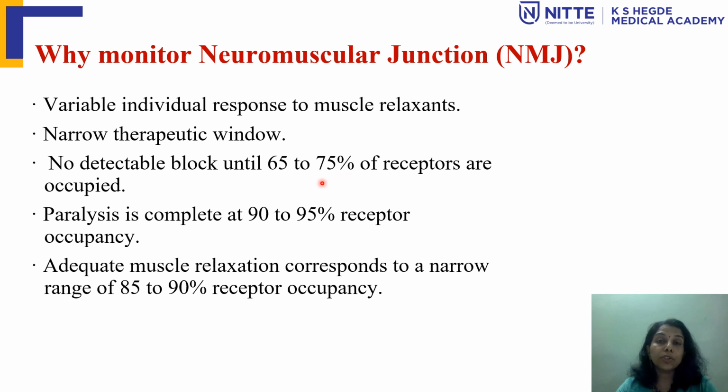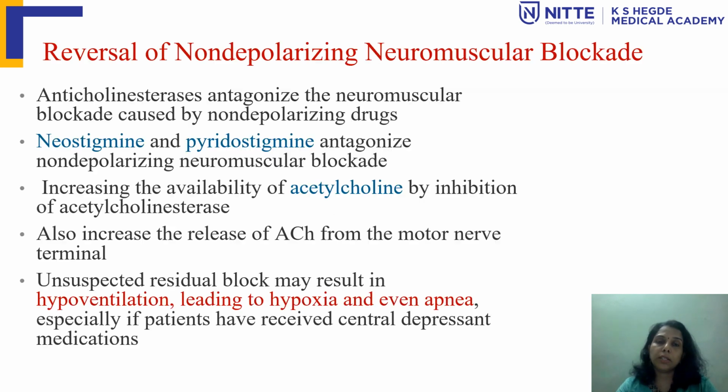It is actually about the receptor occupancy by these neuromuscular blockers. At 65 to 75% of the receptors occupied, there is no detectable block. Paralysis is complete at 90 to 95% receptor occupancy, and adequate muscle relaxation corresponds to 85 to 90% receptor occupancy. It is like that.